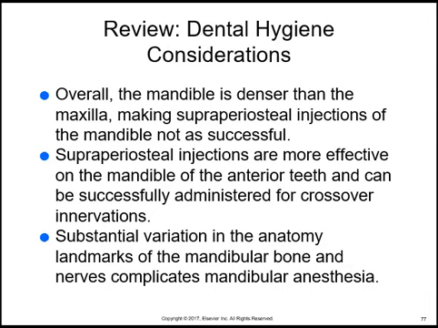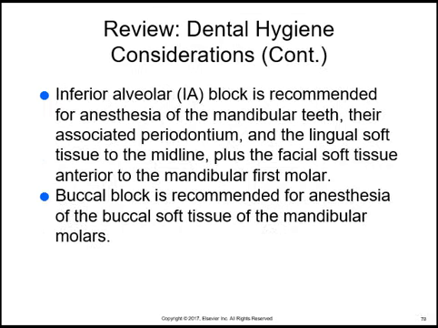To review, overall the mandible is more dense than the maxilla, so it makes the supraperiosteal injections of the mandible not as successful as in the maxilla. The supraperiosteal injections are more effective on the mandible of the anterior teeth and can be successfully administered for crossover innervations. Substantial variation in the anatomy landmarks in the mandibular bone and nerve is going to complicate the mandibular anesthesia.